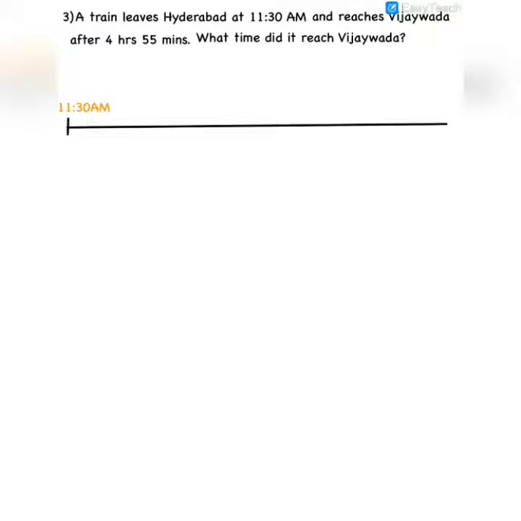A train leaves Hyderabad at 11:30 a.m. and reaches Vijayawada after 4 hours and 55 minutes. At what time did it reach Vijayawada? So in this question we are given the starting time, that is 11:30 a.m., and we have to calculate the end time. That end time will come after 4 hours 55 minutes. That means we have to calculate 4 hours 55 minutes after 11:30 a.m.